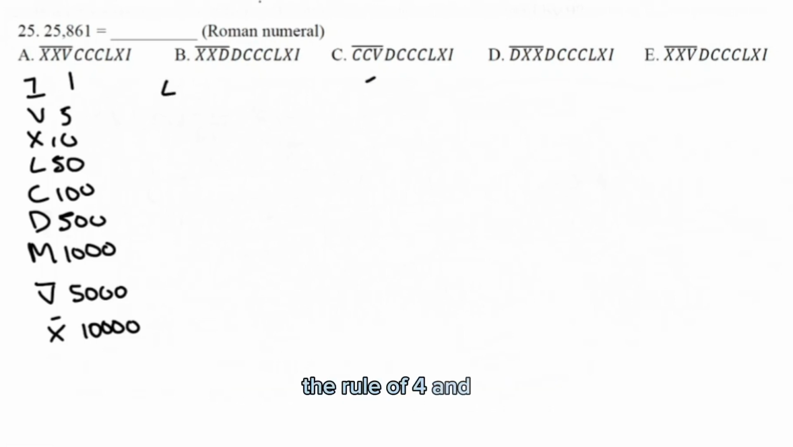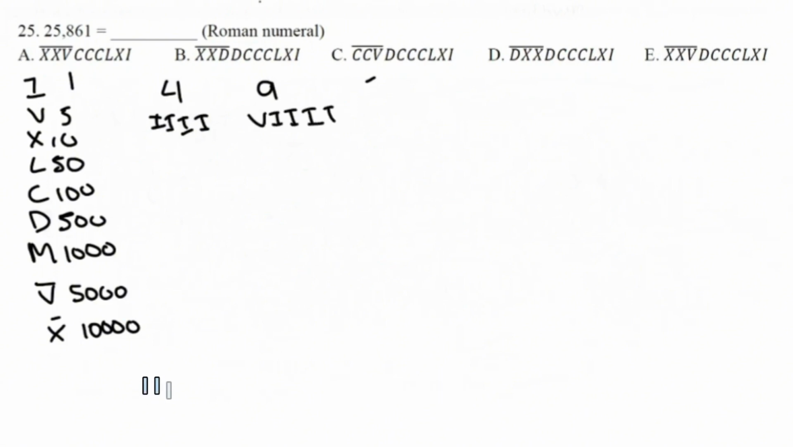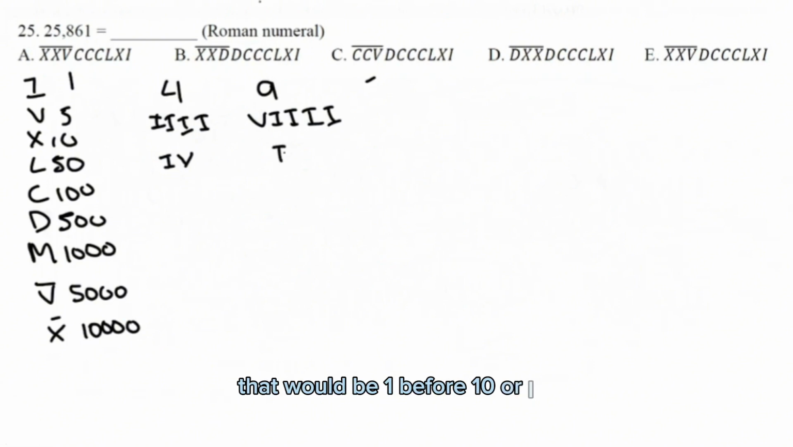The rule of 4s and 9s states that instead of writing 4 as IIII, or 9 as VIIII, you would write it as 1 before the next number. So for example, in the case of 4, that would be 1 before 5, so I before V. In the case of 9, that would be 1 before 10, or I, X.